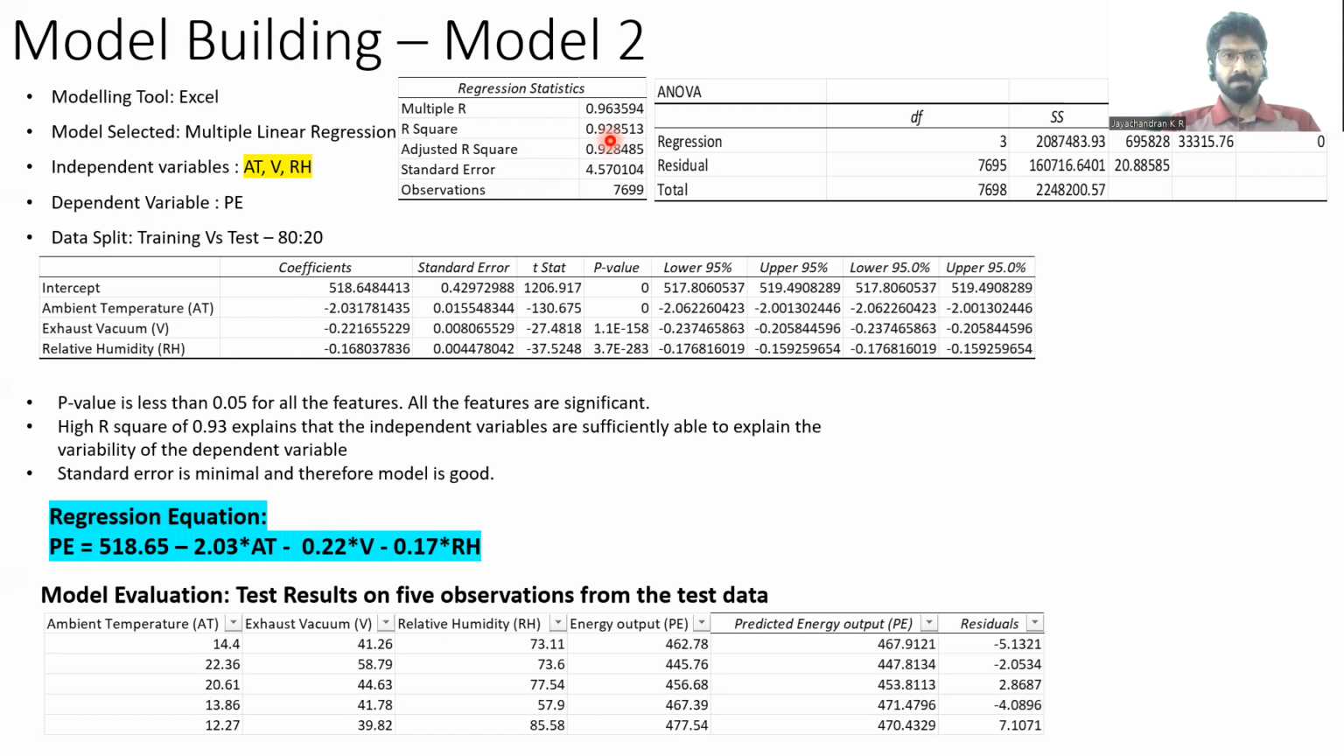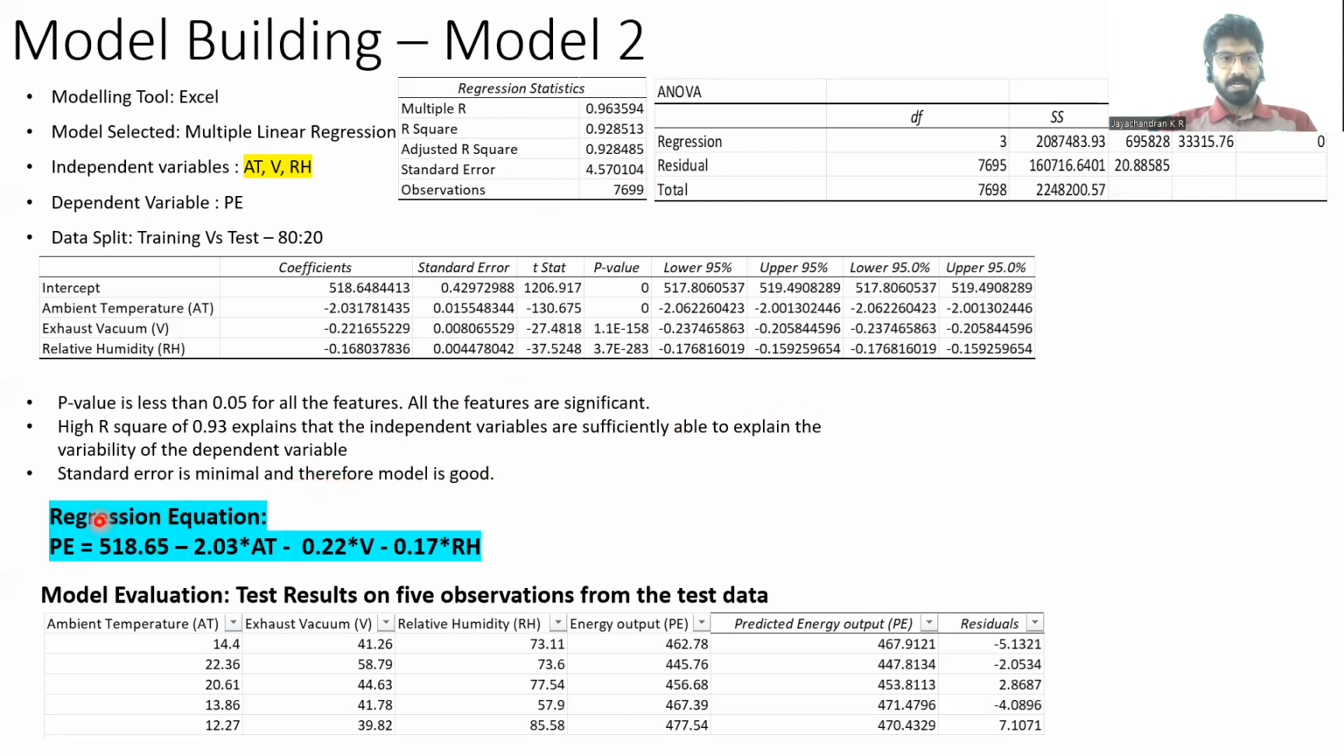Which essentially means that ambient pressure did not have a lot of influence on the output energy. This particular model's regression significance is 0, so it's less than 0.05. So it is a significant model. And the standard error is 4.57, which is almost equal to the previous model, model 1, which had all the 4 variables as input to the modeling.